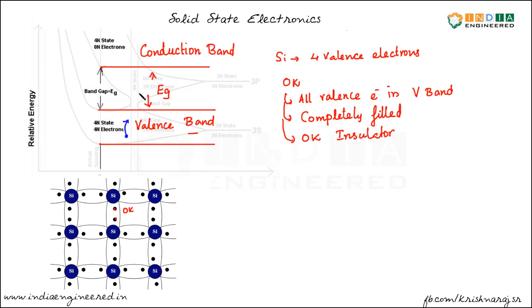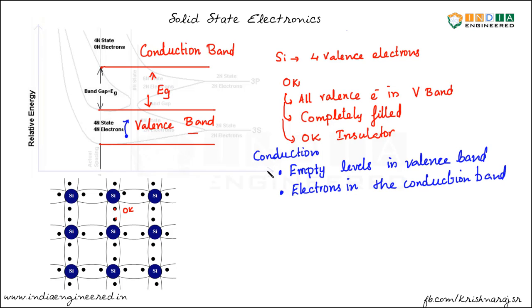For conduction, there should be available states, that is, states free of electrons in the valence band. So for conduction, what do we need? We need either empty levels so that electrons can move in the valence band, or electrons in the conduction band, where we have four states but no electrons. At 0 Kelvin, there are no electrons in the conduction band and the valence band is completely filled.